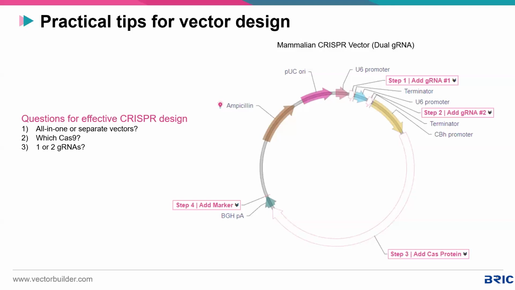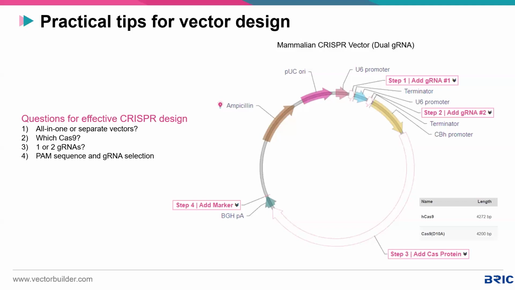Or if you want to cause two double-stranded breaks and want to delete the chunk of DNA in between, you'll use two guide RNAs. Or if you want to target two different genes at the same time, then you'll use two guide RNAs. So the choice of whether you will use one or two depends on what your experimental goals are.